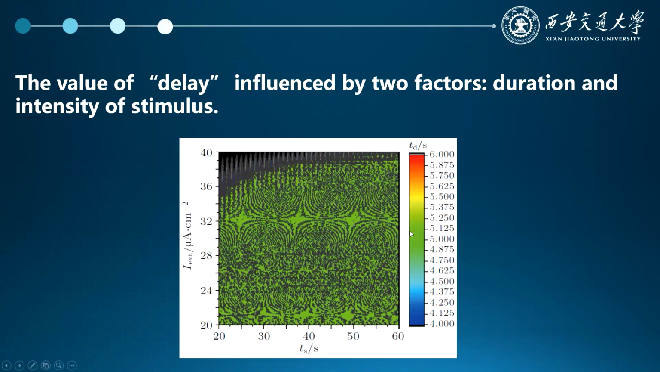Another interesting phenomenon is that the value of delay that appears most often is 5.1 seconds, and this can be studied more in my further research.